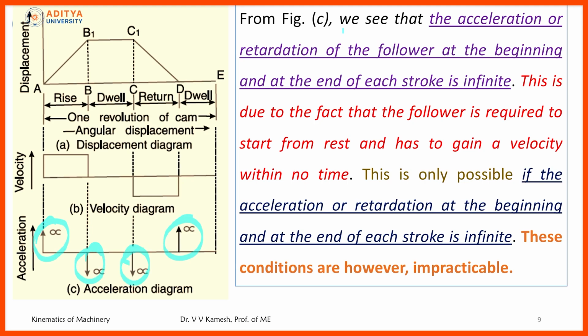It is showing infinite, right? Why is it showing infinite? Look at the acceleration or retardation of the follower at the beginning and the end of each stroke. It is infinite. Practically it is not infinite, but theoretically it is showing infinite. Why? Look at the point A. At point A the displacement is initially 0. Within a slight fraction of time, delta t, the velocity becomes some value.